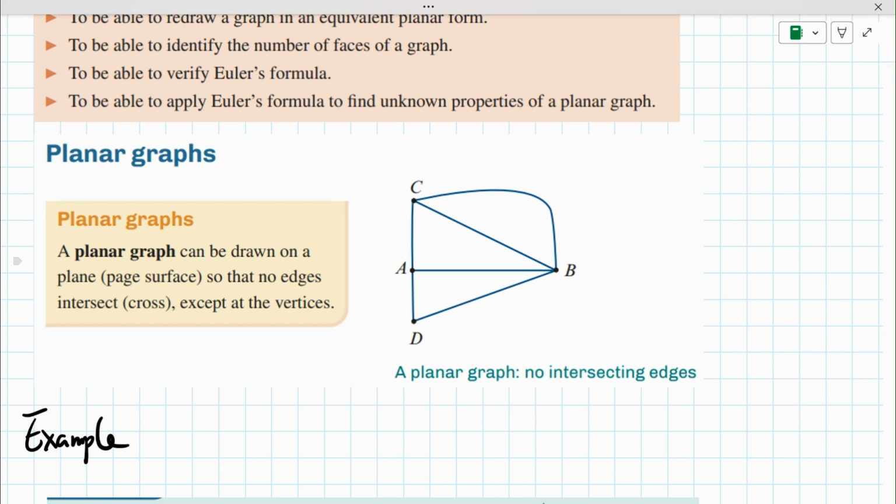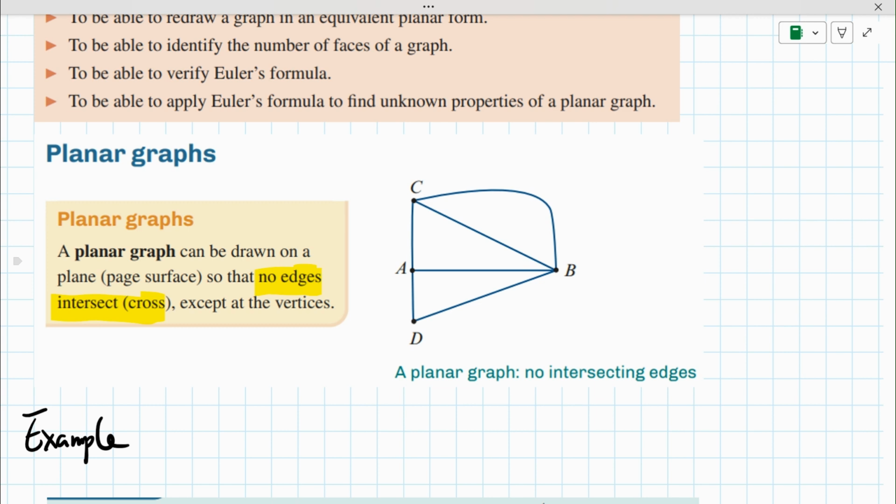A planar graph can be drawn on a plane, like a page surface, or any surface, and no edges intersect or cross except at the vertices. So what does that mean? A planar graph has no intersecting edges.